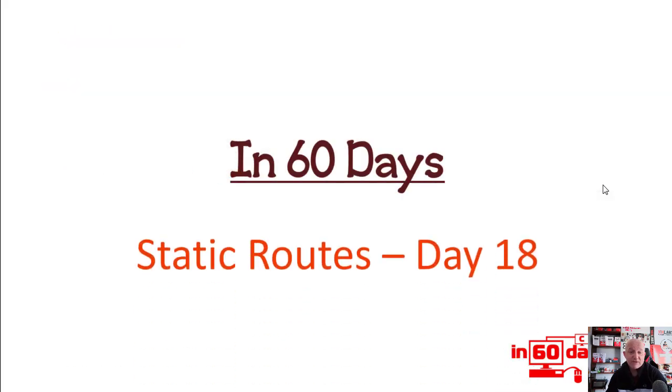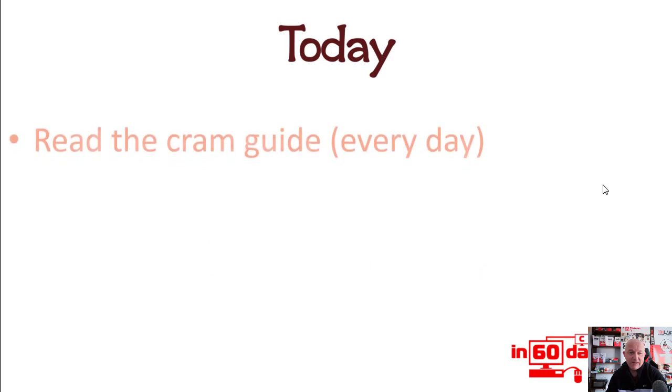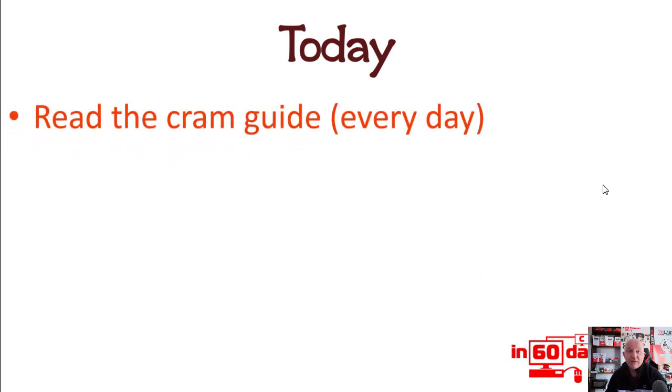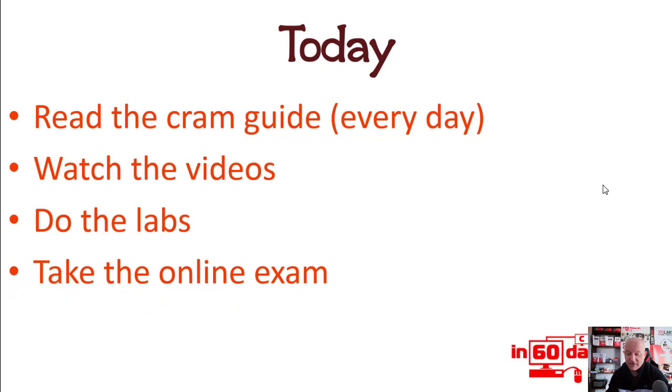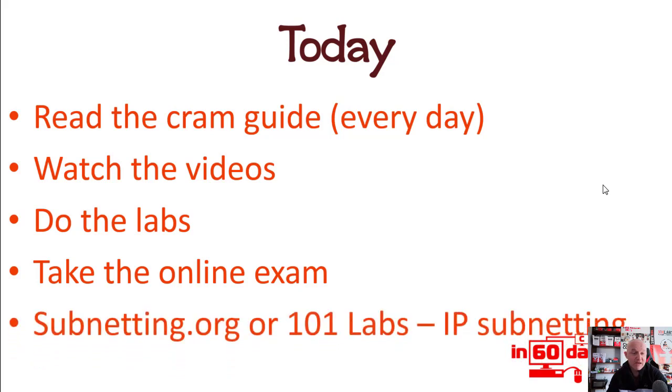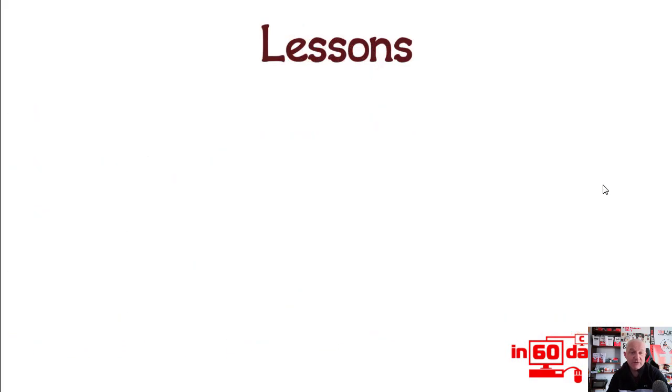So today we're on day 18, which is static routes, or routes if you're in America. Static routing. As always, read the cram guide which you got on day 0 or day 1. Watch the videos, do the labs, take the online exam. I always recommend you review the day before as well if you can. You don't have to look at it all, just look at the main points. Go to subnetting.org or 101 Labs IP subnetting.